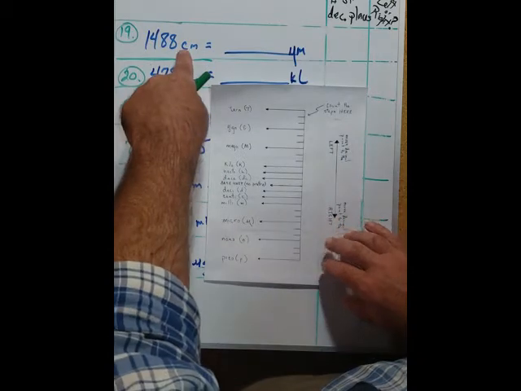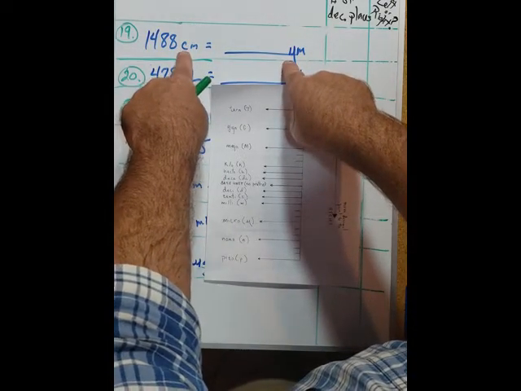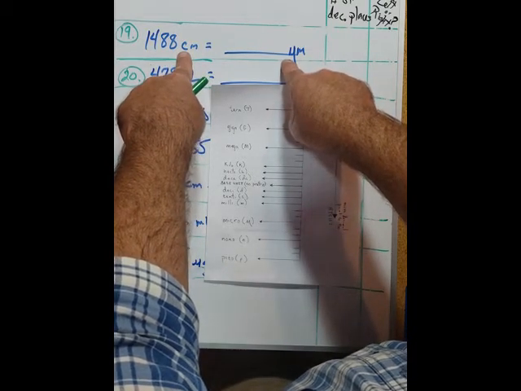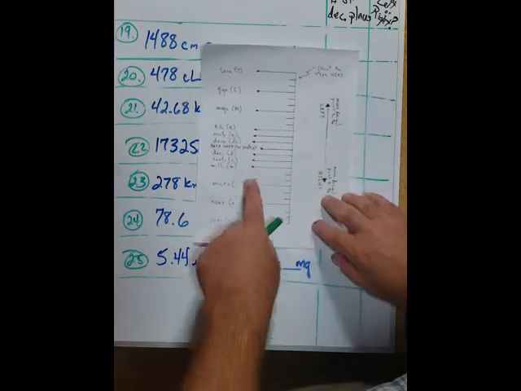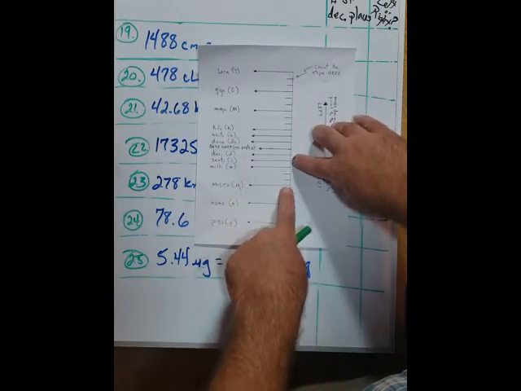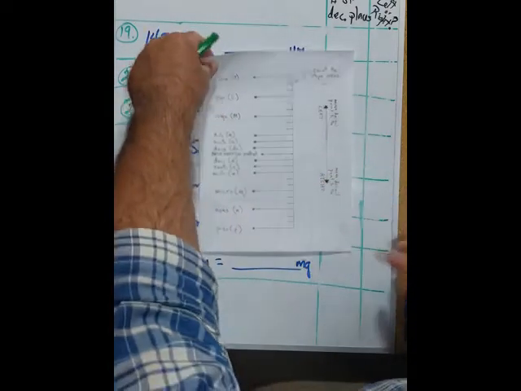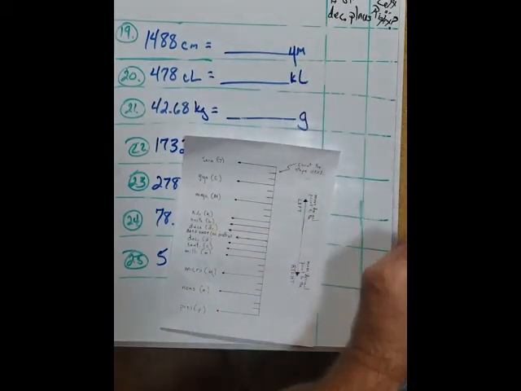Again, what we do is we locate the two prefixes that are part of our problem. In number 19, it's centimeters to micrometers, or micrometers, it's usually how it's said. Centi to micro. Right? Centi to micro. And just count the number of steps. 1, 2, 3, 4. So we need to shift the decimal point 4 places.